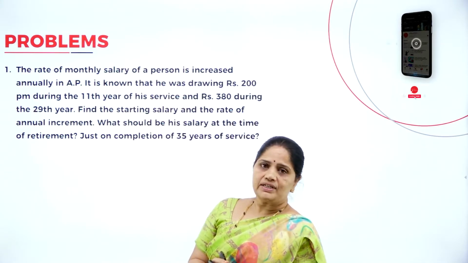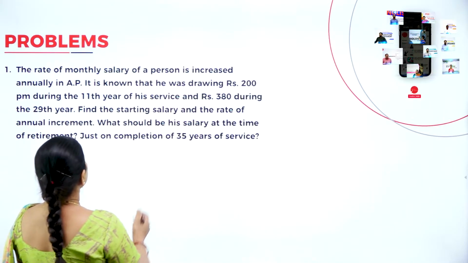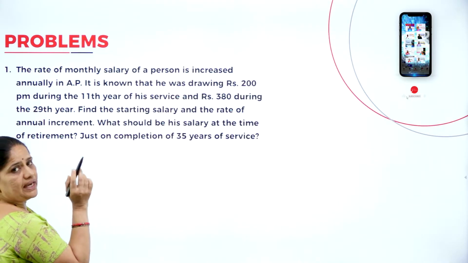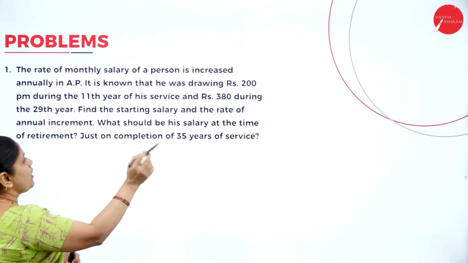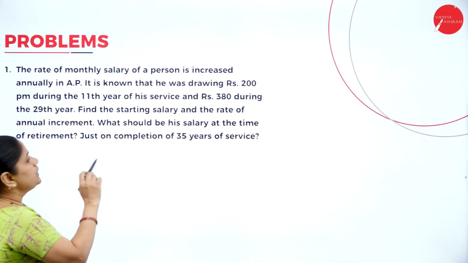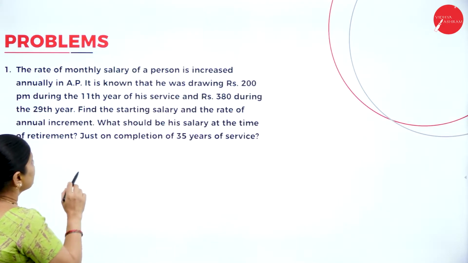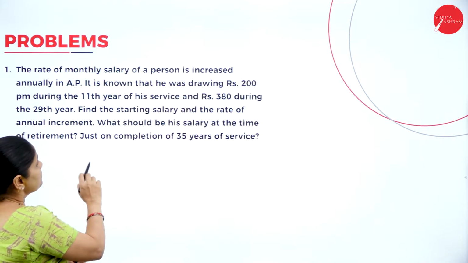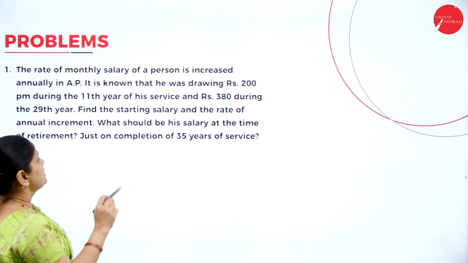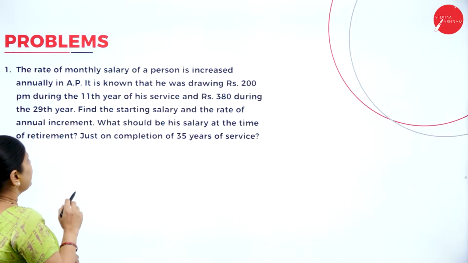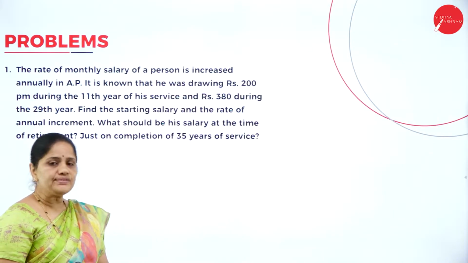Now, let us have a look at what is the problem given here. The rate of monthly salary of a person is increased annually in AP. AP means arithmetic progression. It is known that he was drawing rupees 200 per month during the 11th year of his service and rupees 380 during the 29th year. Find the starting salary and the rate of annual increment. What should be his salary at the time of retirement, just on completion of 35 years of service?